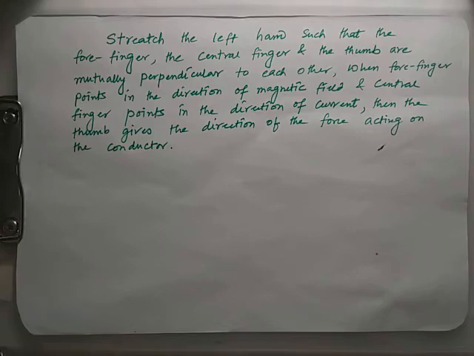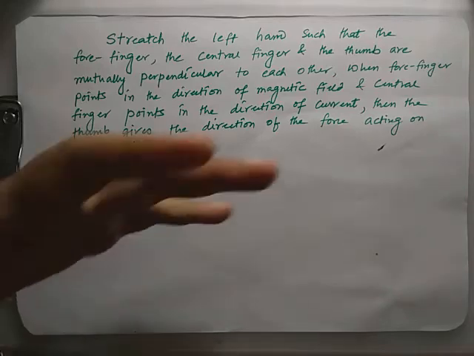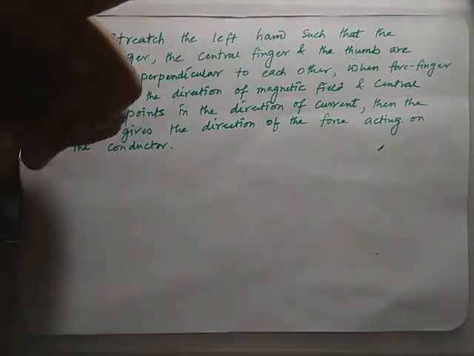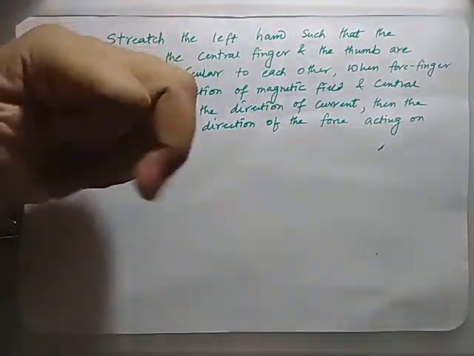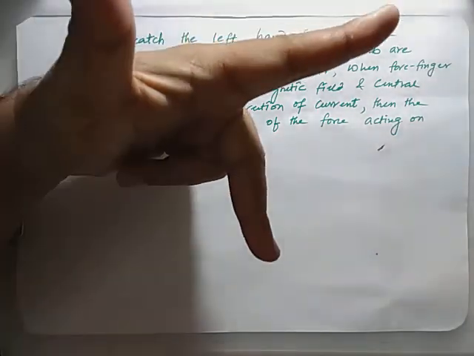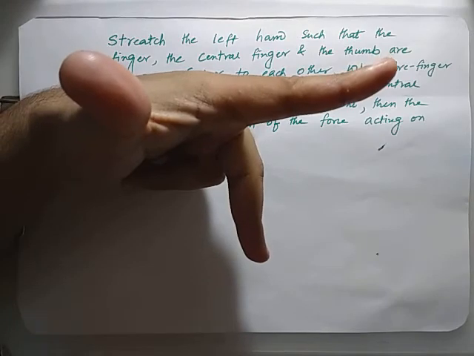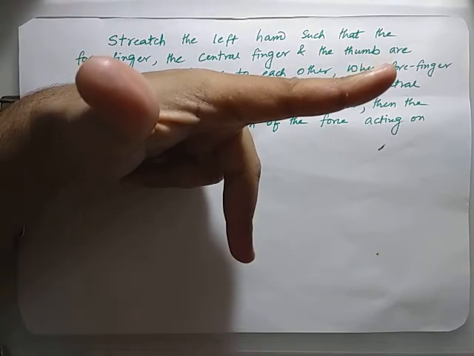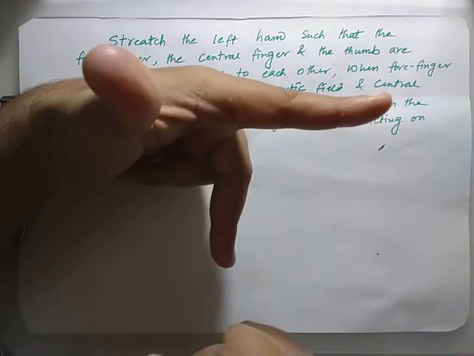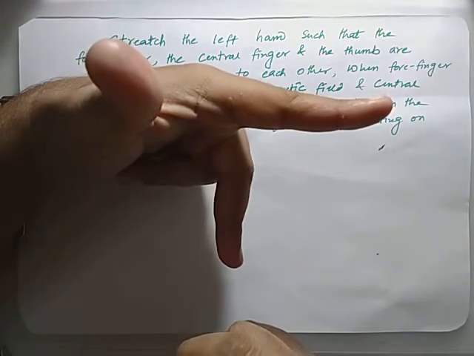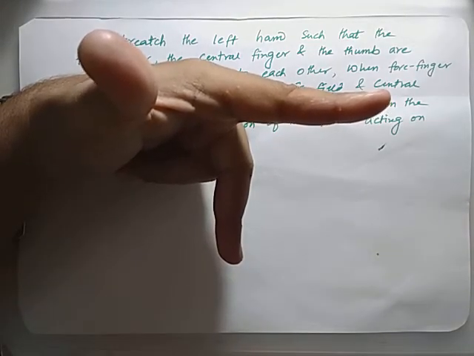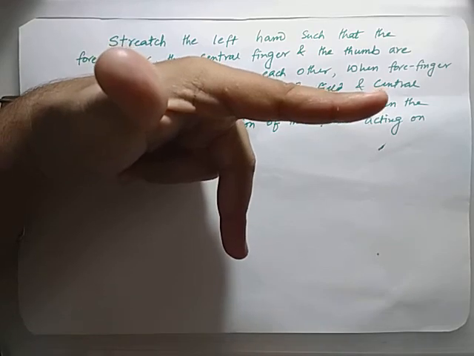Now I will show with my left hand. This is the left hand, you can see. This is your thumb and this is your central finger, and then this is the forefinger. If you stretch in this way, this finger will show the direction of the magnetic field, this finger will show the direction of the current, and the thumb will show the direction of the force experienced by the current carrying conductor.